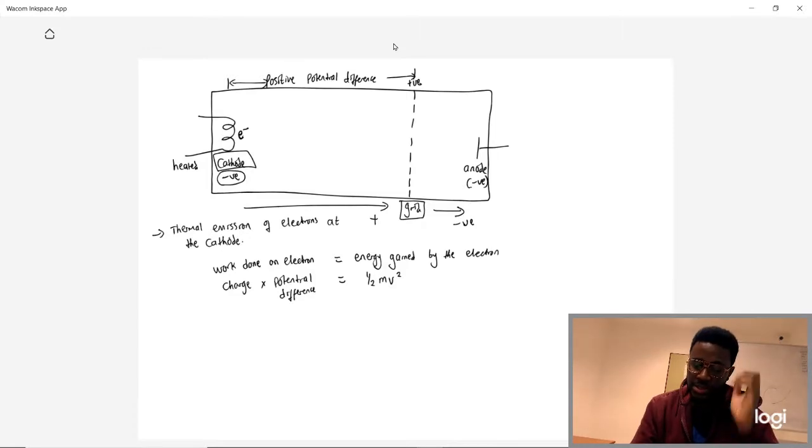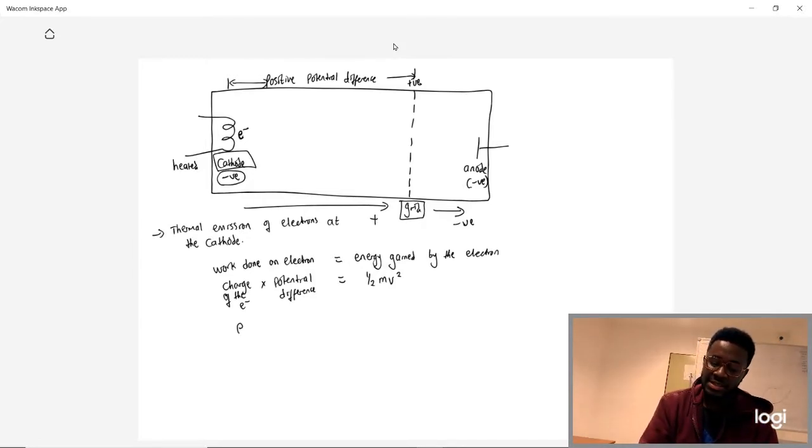Okay, so the charge of the electron. What's the charge of the electron? It's given as value e, right? Then times the potential difference. Let's say our potential difference is called V. So big V times e is equal to half mv squared, right? So that means eV is equal to half mv squared, right? Yep. This is big V.